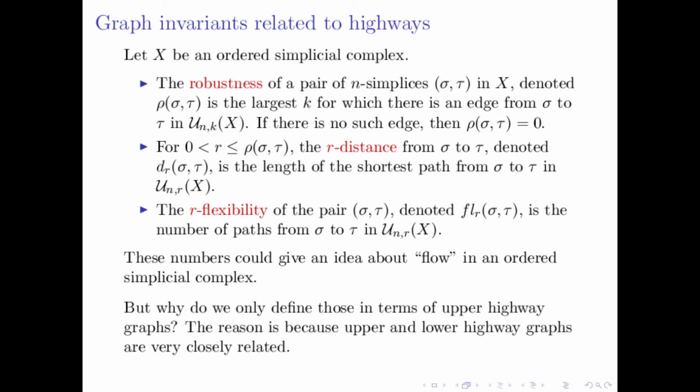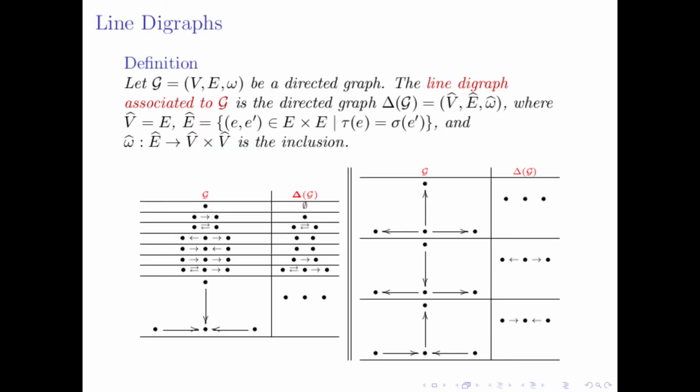But you can ask the question, okay, but why, in these definitions, are you using only upper highways? What's wrong with lower highways? Well, it turns out that upper and lower are strongly related to each other. Remember, I said the title of this part of the lecture was Highways and Line Graphs. So, what is a line digraph?